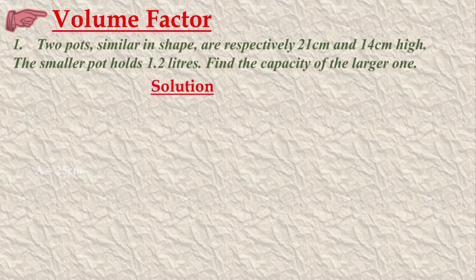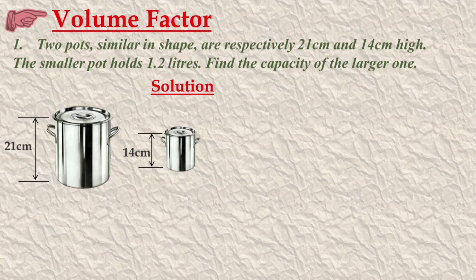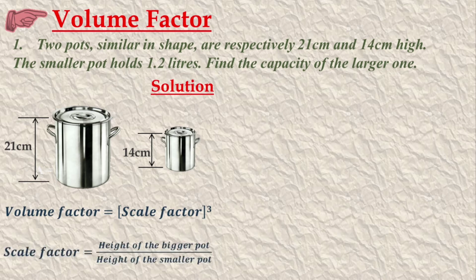Here is the solution. If these are the pots with heights 21 cm and 14 cm, then the volume factor is equal to the cube of the scale factor. Remember that scale factor is the ratio of the corresponding sides. In this case, it will be the height of the bigger pot over the height of the smaller pot. The height of the bigger pot is 21 and the height of the smaller pot is 14. So the scale factor will be equal to 21 over 14.